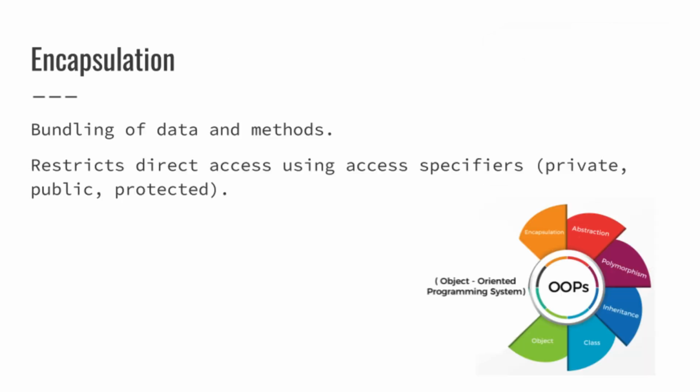First up is encapsulation. This is the concept of bundling data and the methods that operate on that data within a single unit called a class. By using access specifiers like private and protected, we can control how the data is accessed from outside the class.